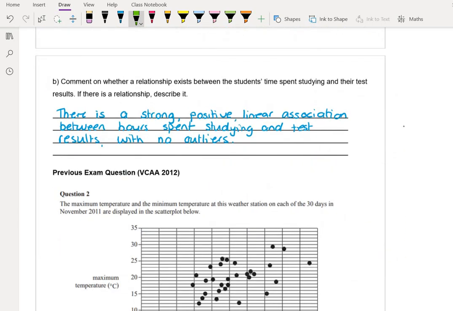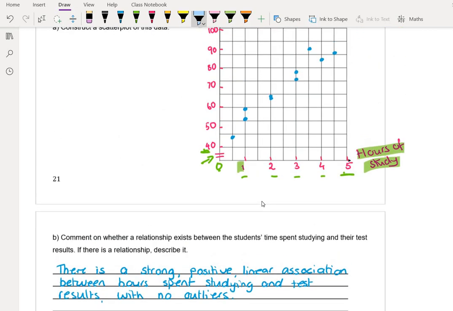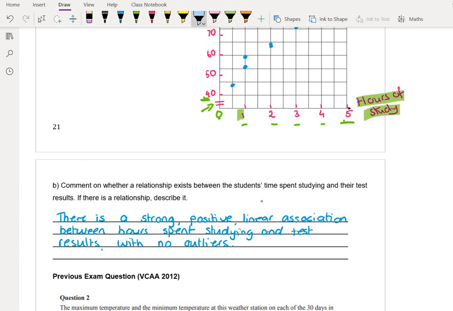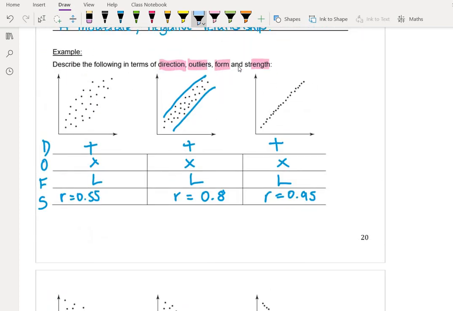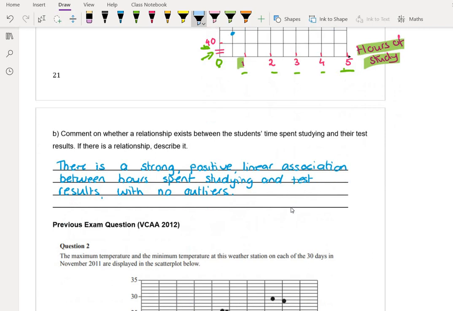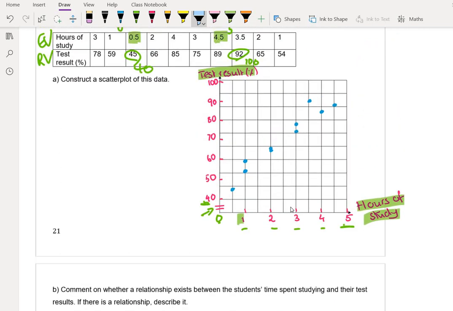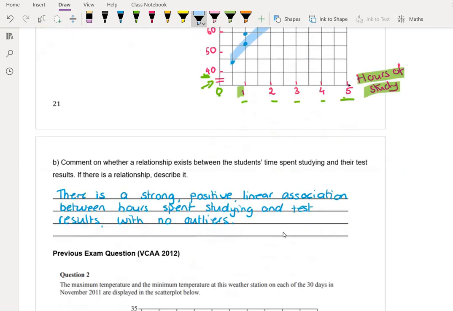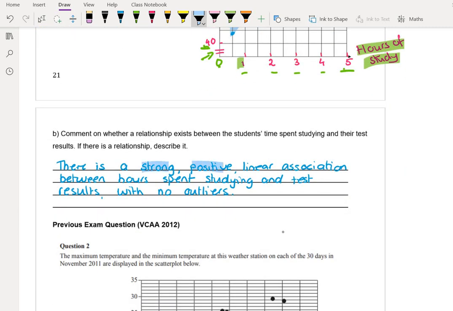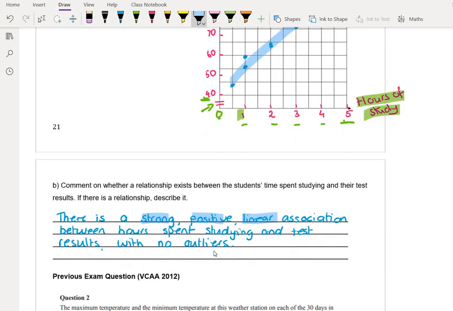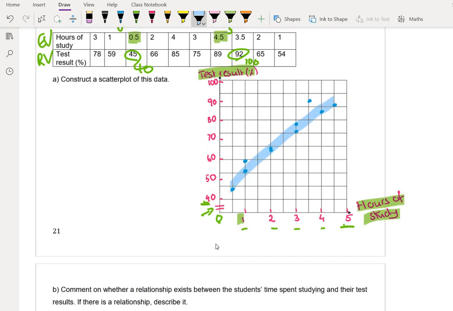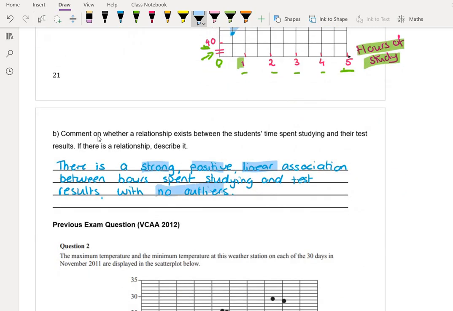Alright, this very last question that we'll do together, it says comment based on this scatter plot and the data. Comment on whether a relationship exists between the two variables that we just graphed, and describe it. So this is where you mention all these things: direction, outlier, form, and strength. In terms of the strength, you can see very strong, it's positive. So you want to say there's a strong positive, and it is linear, it forms like a straight line. And as you can see, there's no clear outlier, so you mentioned that as well. So that's all you need to do.